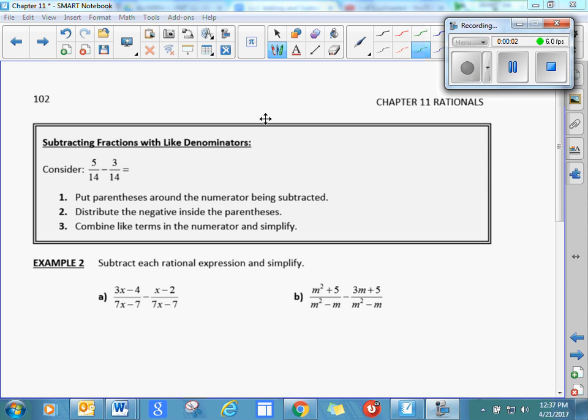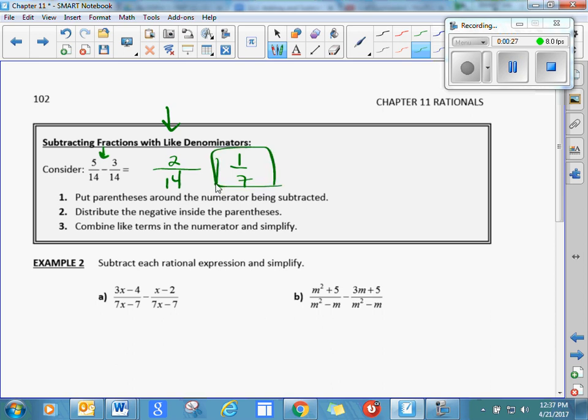Next page on 102, we're going to actually do the same thing, but now we're going to subtract. So we've still got denominators, but we're going to subtract. And this negative sign in the middle, I don't know why they have this example, because it's not really a good example of what we're going to do, but obviously this would look like this. 5 minus 3 is 2 over 14, which simplifies to 1 over 7.